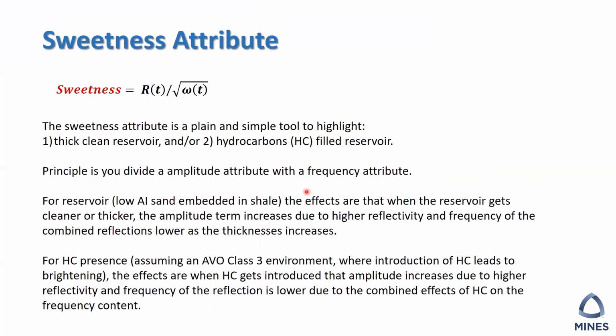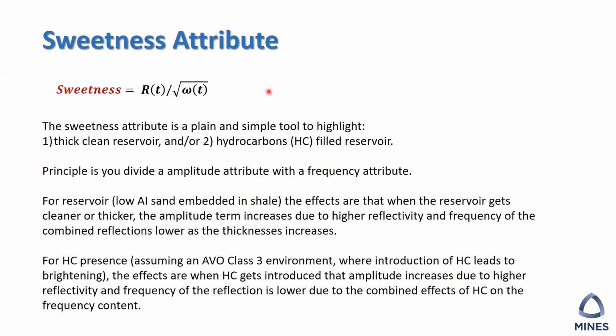So another one that we can use is called the sweetness attribute. And over time, as you can see, people have taken these different attributes and combined them in ways to emphasize something they're looking for. And this one is used to detect clean, thick reservoirs. So there's a thickness component to it, and if they're hydrocarbon filled. So you're dividing an amplitude attribute by a frequency attribute. And if the amplitude is high and the frequencies are low, that's going to further increase the value of this attribute and help you see certain features in the data more pronounced.